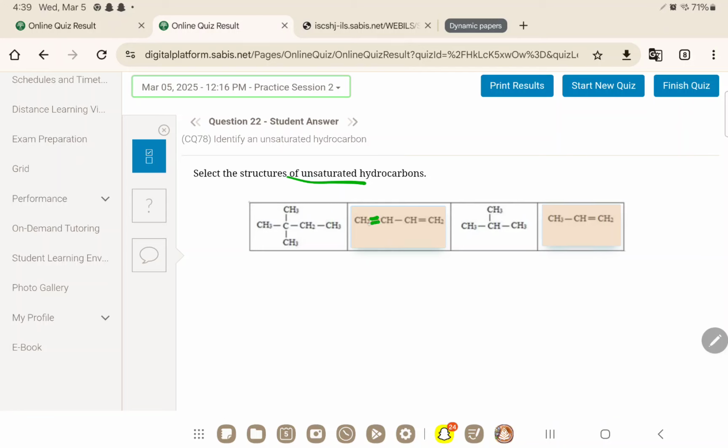Unsaturated. When you see the word unsaturated, it means double bonds are present.